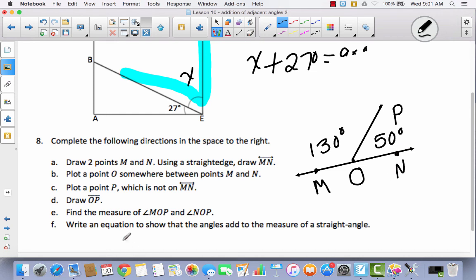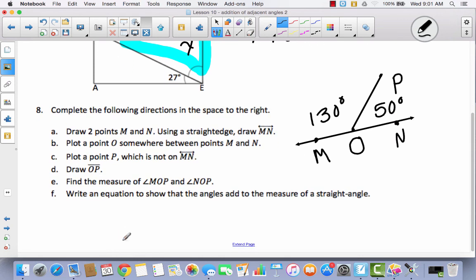So that's what the last part F is. Write an equation to show the angles add to the measure of a straight angle. So I'm going to say 130 degrees plus 50 degrees equals 180 degrees. Again, your angles will be different from mine, but they should equal somewhere close to 180 degrees. It may be off a couple of degrees because your measurements and your lines aren't exactly perfect, but it should be really similar.